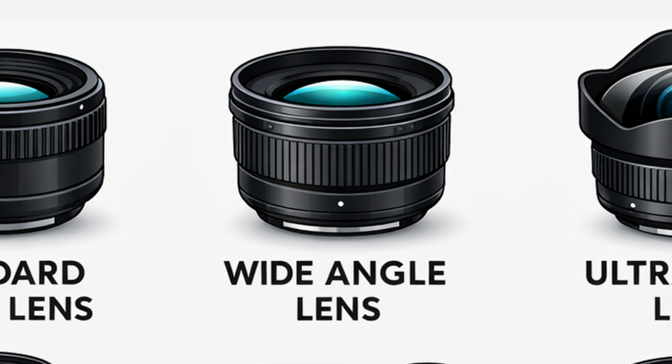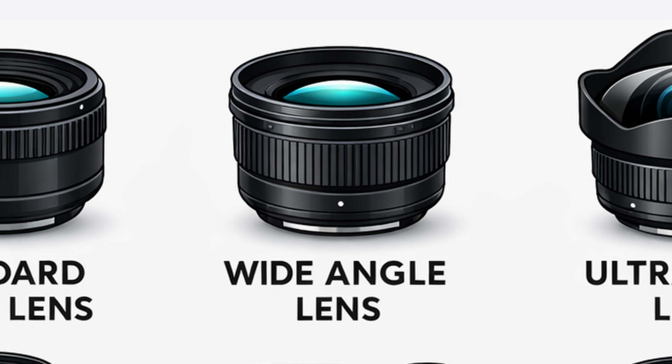The 50mm prime is the most common example, often called a nifty 50, and it has been a staple of photography since the early days of 35mm film. The field of view it produces is close to what the human eye naturally sees, which makes it a natural starting point for anyone learning to shoot.